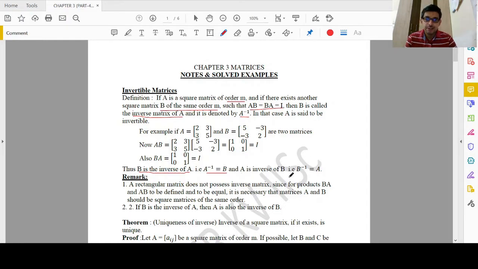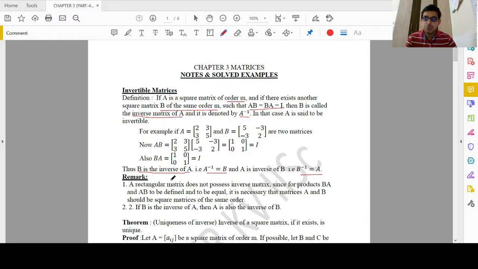If B is the inverse of A, then it is true that A is the inverse of B also. That is, if A inverse equal to B, that implies that B inverse equal to A.